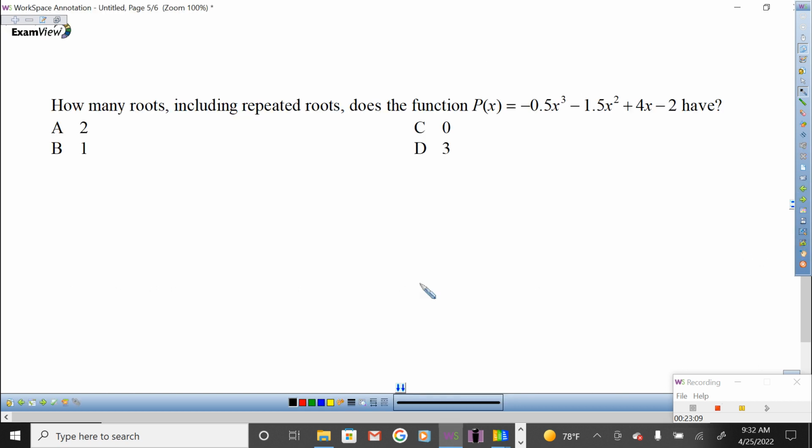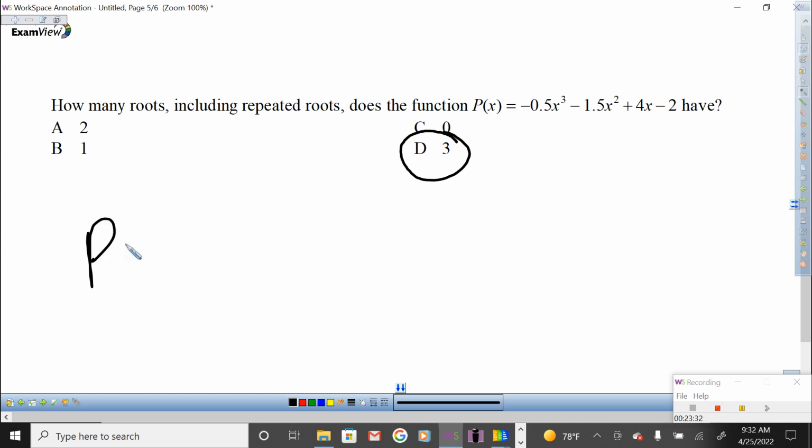Tell your neighbor how many roots will this one have. All right. How many? Andrew? 3. And if you got 3, yeah, that is correct.